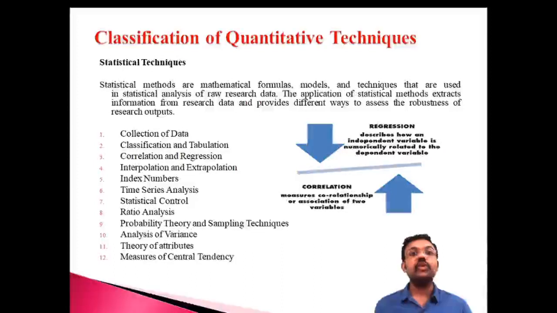So regression and correlation. What is correlation? The relation between two variables is correlation. What is regression? Regression is a cause and effect relationship, with a dependent and an independent variable. So these are the important statistical techniques connected with your QT. The second one is the statistical techniques. These are the important statistical techniques.